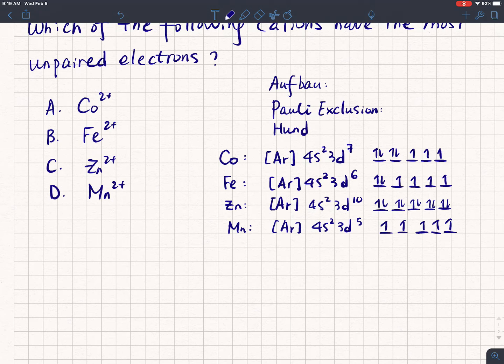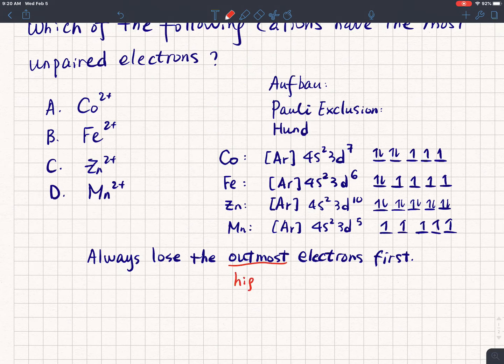So for transition metals, and for anything in the p block as well, always remember, when you're trying to form cations, you always lose the outermost electrons first. Outermost electrons means electrons with the highest n, or the outermost shell.